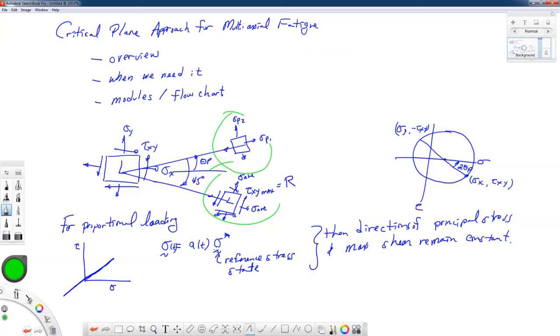Now, if our stresses are not proportional, if we have non-proportional loading, then we would not know ahead of time where our critical plane would be, because the directions of principal stress, directions of maximum shearing stress could change with time. So we need to have a little bit more general type approach, and that's where the critical plane approach comes in. So let me describe what we would have to do if we had general non-proportional loading.